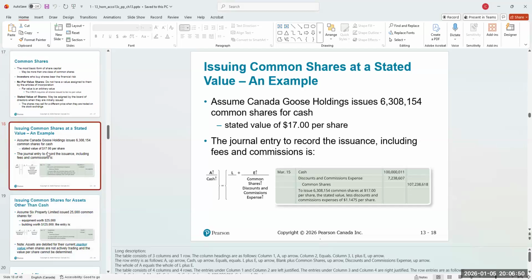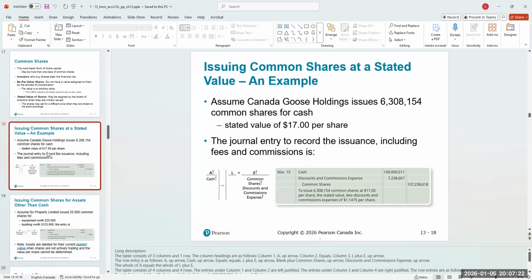Now, let's issue those common shares. Let's pretend that this company issues 6,308,144 common shares for cash. The stated value is $17 per share. What is the company going to get? The company is going to get $100,011 cash.